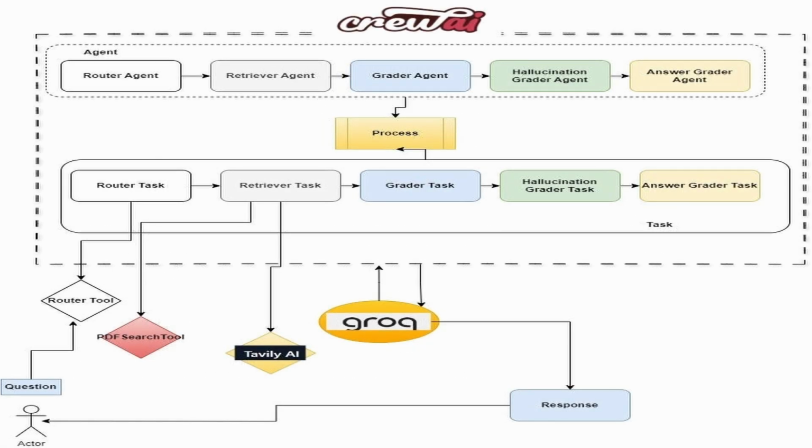CrewAI chooses a different path. It focuses on being simple and easy to understand. The main idea is to make AI agents work together like people on a team. This design helps you start building multi-agent projects quickly and without much setup. So, architecture. CrewAI architecture is built around a simple, powerful metaphor. A crew of agents working on a project.